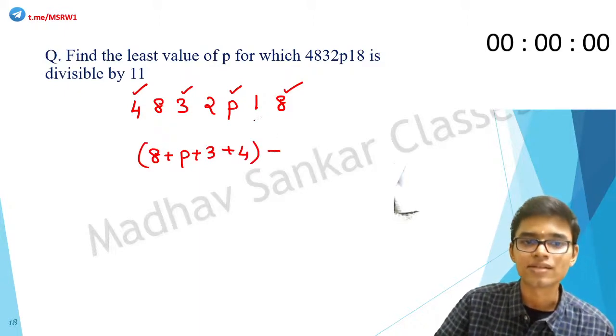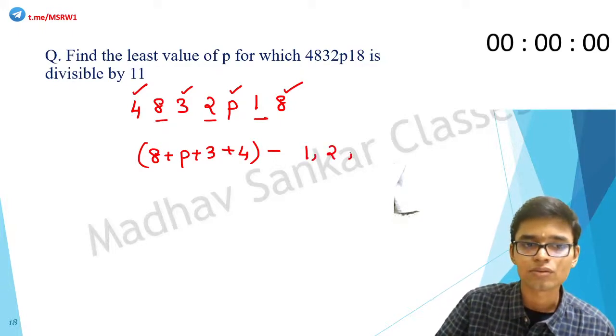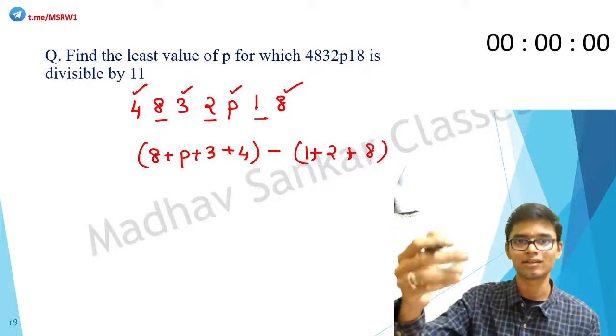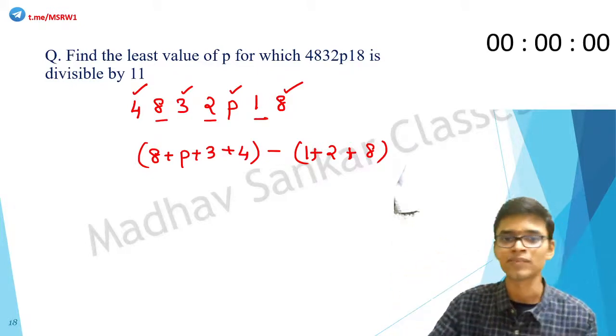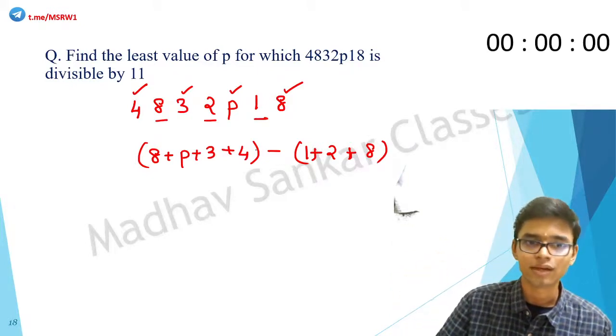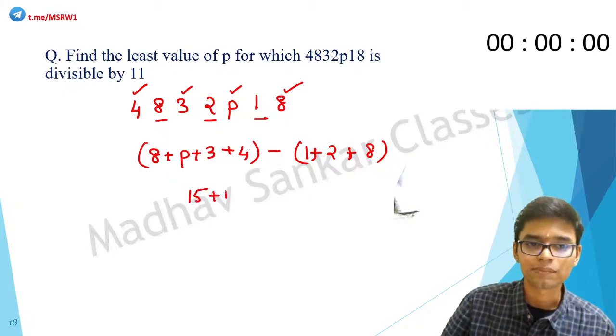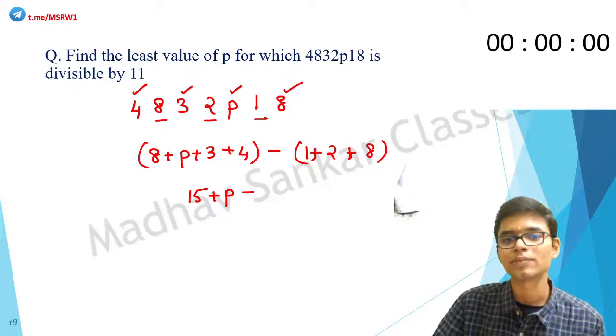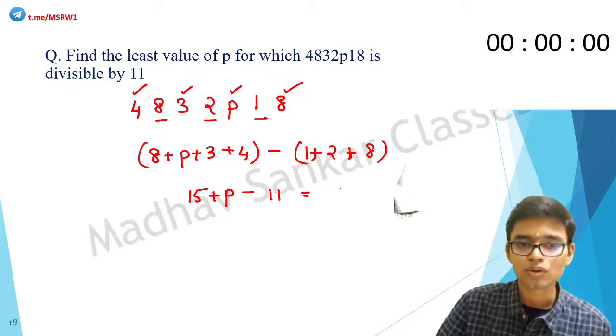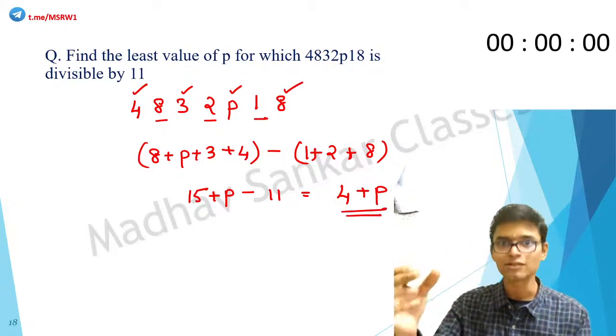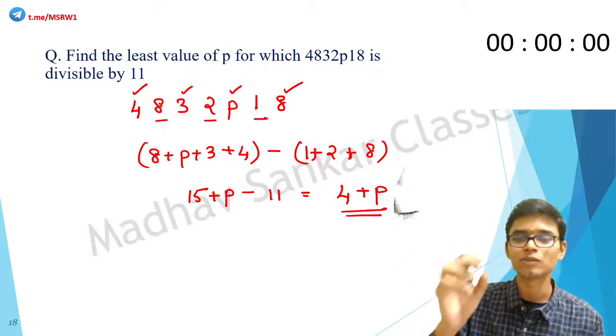minus even digits 1, 2, and 8. 1 plus 2 plus 8. Even digits means not even numbers. I'm saying the numbers in the even places. Okay. So now find the difference. 8 plus 3, 11 plus 4, 15 plus P minus 1 plus 2, 3 plus 8, 11 is equal to 4 plus P. So in order for 4 plus P to be divisible by 11, what should be the minimum value of P?